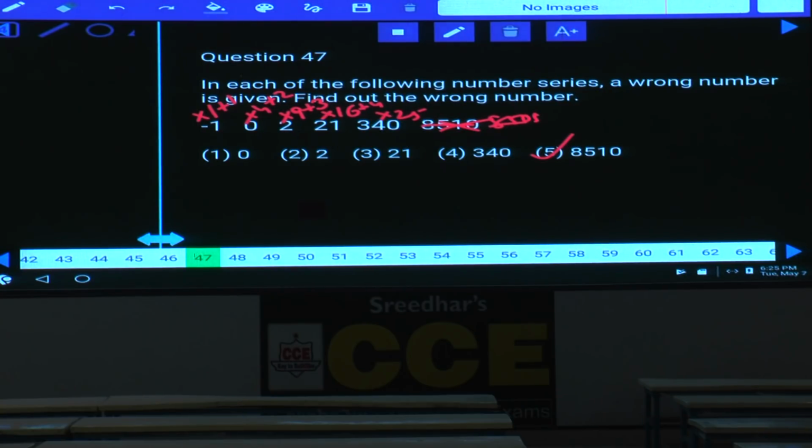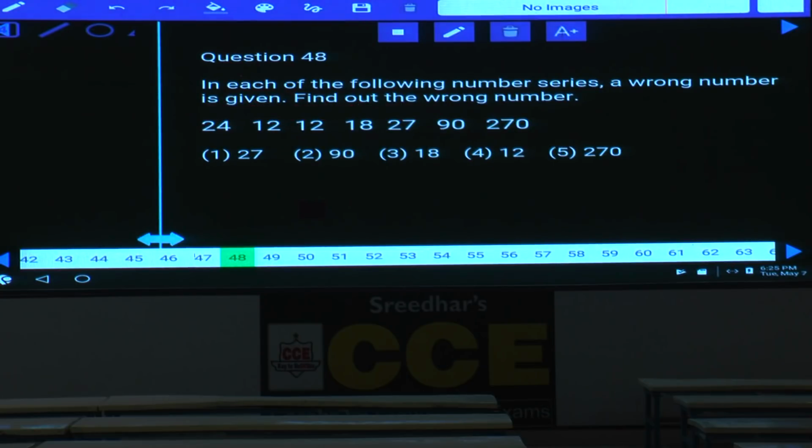Done? Then next one, 48. Now in question number 48, 24 and 12. 24 into how much? 0.5. Next one 1, 1.5. Next 2. And next 2 means 18 into 2 is so much? It must be 36, isn't it? Here it is 27, that is the wrong one. Into 0.5, 1, 1.5, 2, 2.5 and so on.